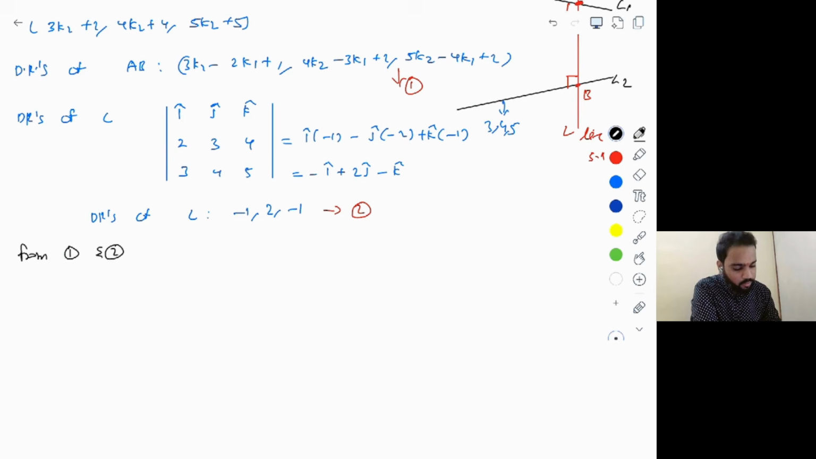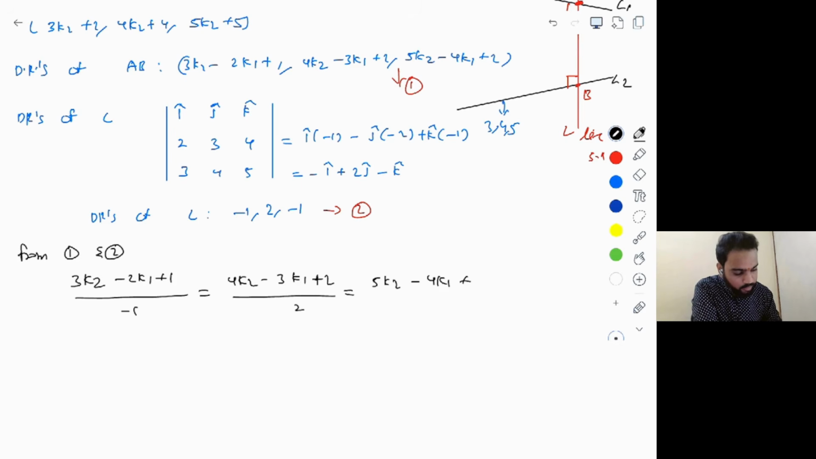and if you equate the ratios, we get an equation something like this, right? (3k2 minus 2k1 plus 1) whole divided by minus 1. This should be equal to again (4k2 minus 3k1 plus 2) whole divided by 2, which is equal to, similarly, (5k2 minus 4k1 plus 2) whole divided by minus 1.